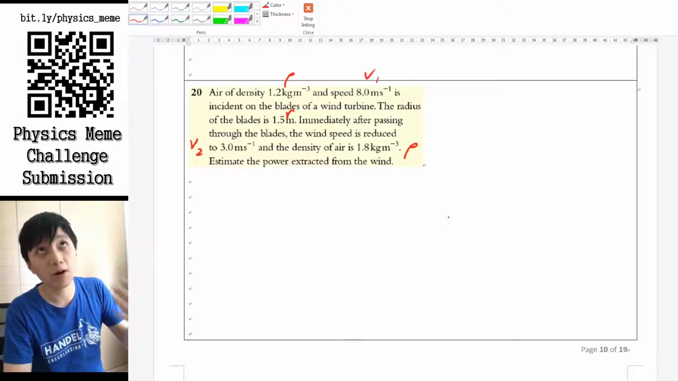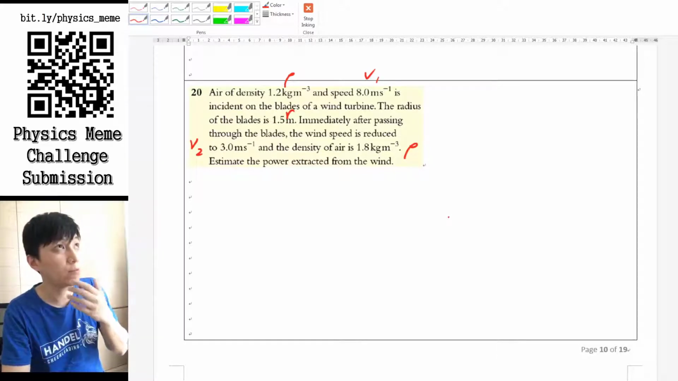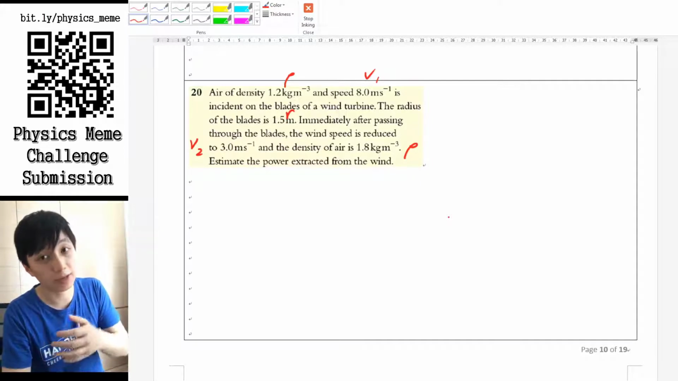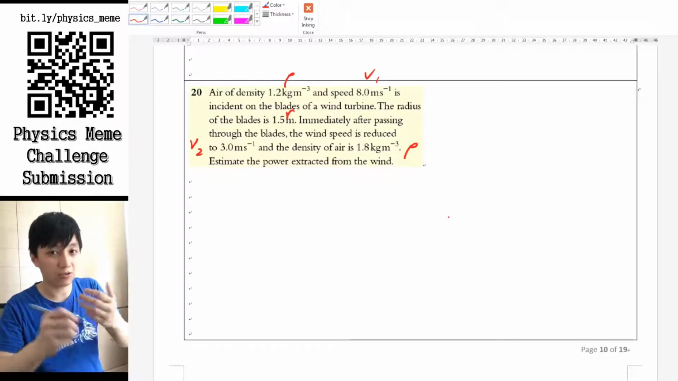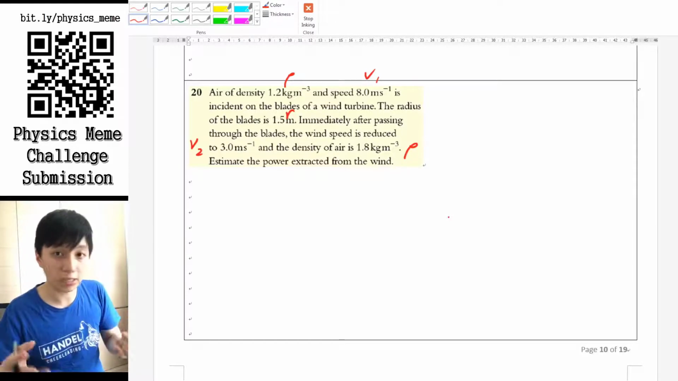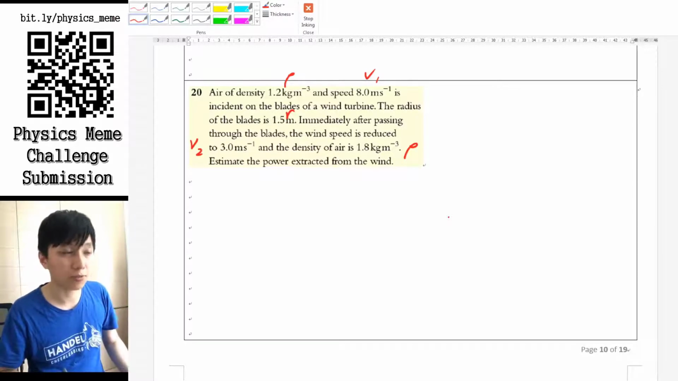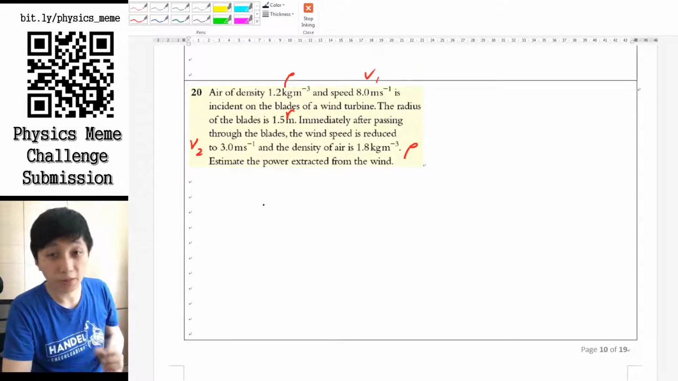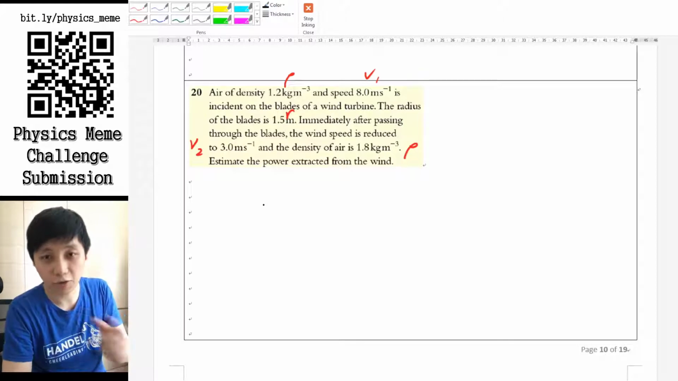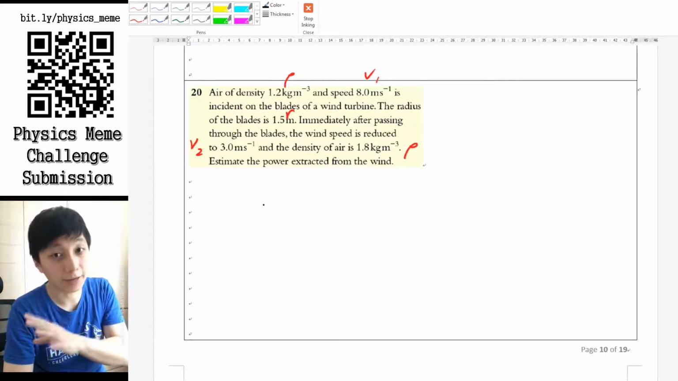You may not be able to say how much power is generated in the wind turbine directly because there are efficiency issues. But if you rephrase it as power extracted from the wind, then you can take away the assumption of whether or not the generator is 100% efficient. Let me show you a wrong example, because from that you can learn even more. And I'll show you the actual answer later on.